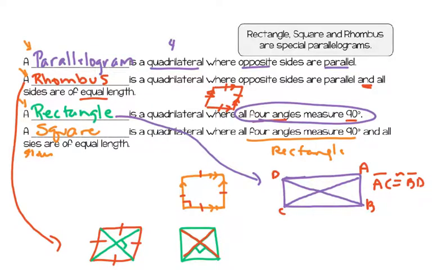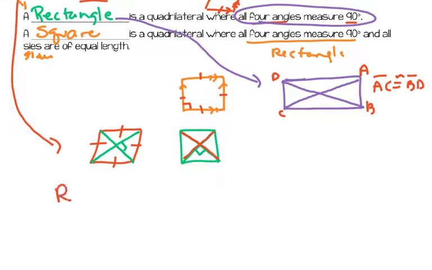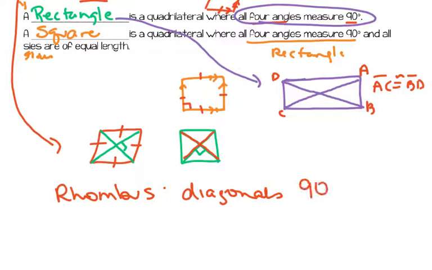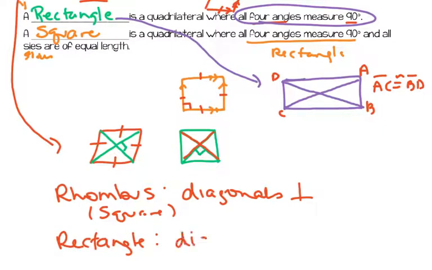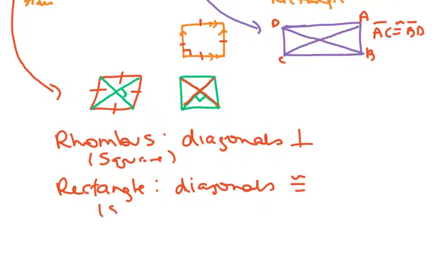So when we talk about the different characteristics of these different shapes, there are these other things. In a rhombus, and you might want to write this down somewhere, the diagonals are 90 degrees. Well, actually, we'll just say perpendicular. So that means that in a square, because a square is a rhombus, that's true. In a rectangle, the diagonals are congruent. And of course, that's also true for a square because a square is also a rectangle.